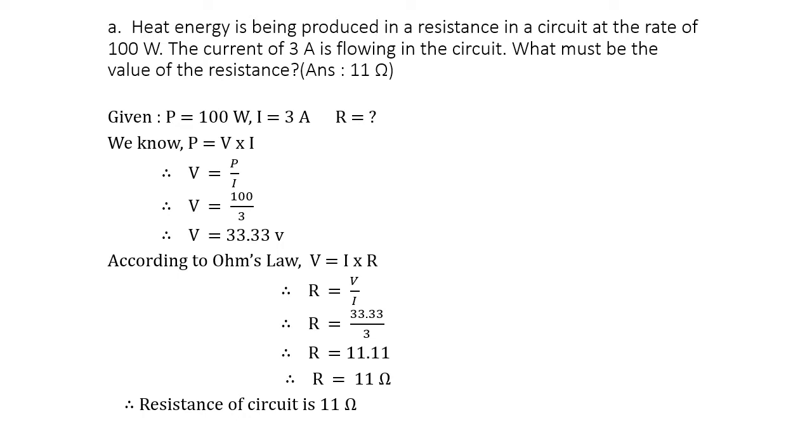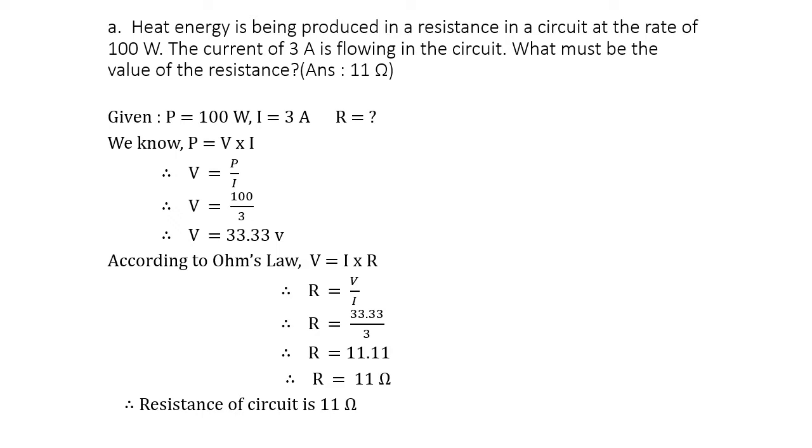Heat energy is being produced in a resistance in a circuit at the rate of 100 watt. The current of 3 ampere is flowing in the circuit. So what must be the value of the resistance? So what you have to find here? What must be the value of the resistance? We come to know we have to find the resistance.